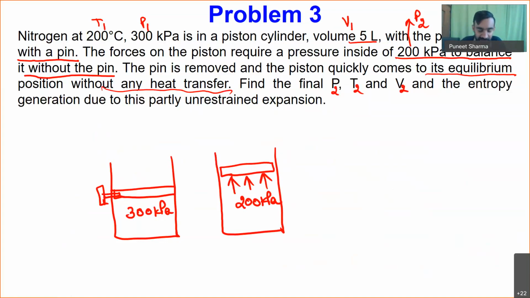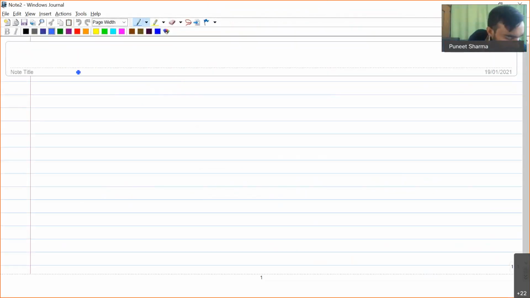that is actually equivalent to a 200 kilopascal pressure from the inside. Okay. And once we remove this pin, obviously what will be happening? My piston will be displacing and it will be reaching the equilibrium position of 200 kilopascals. Okay. So this is the physical situation. So from here I can conclude that my P2 pressure will be equal to 200 kilopascal. So one part, final P2, we have already solved. Now let me do the detailed solution for this one.